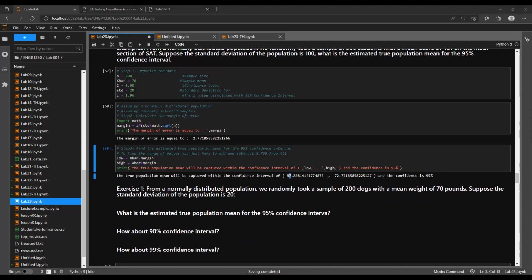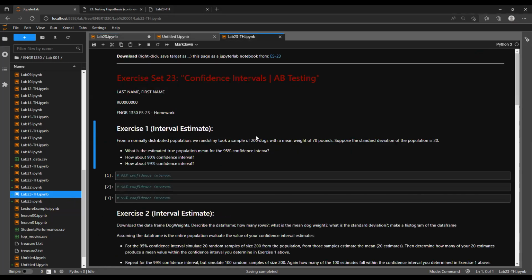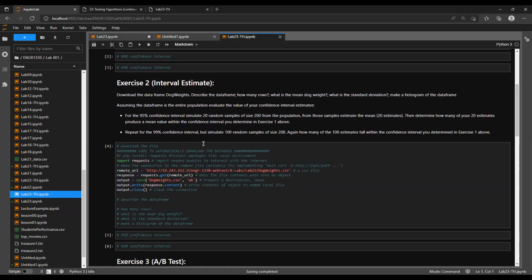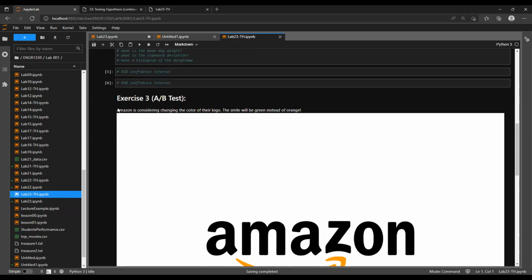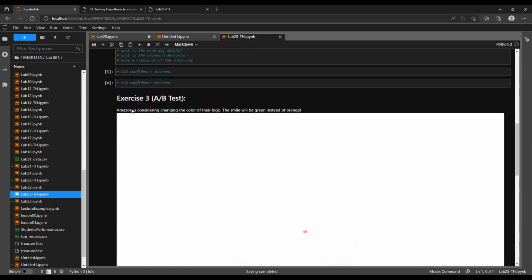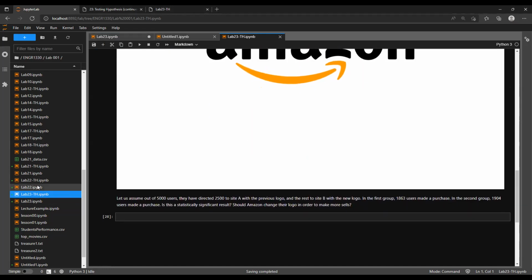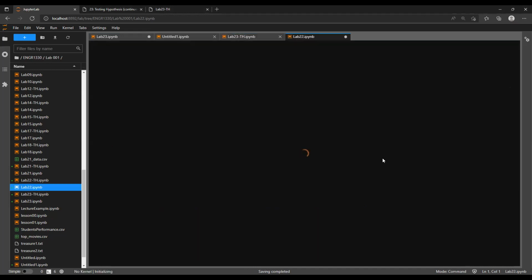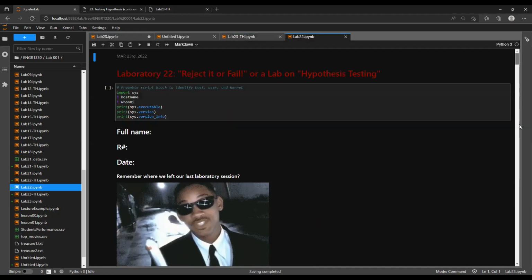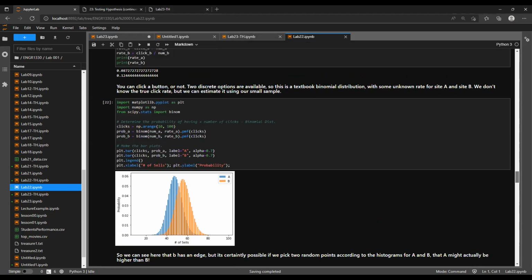So that's what's on the homework. This one is another A/B test, which is the exact same thing we did in lab 22. And that'll be that.